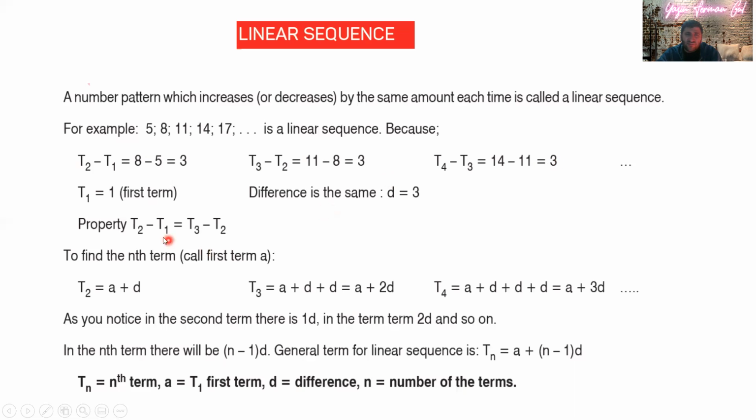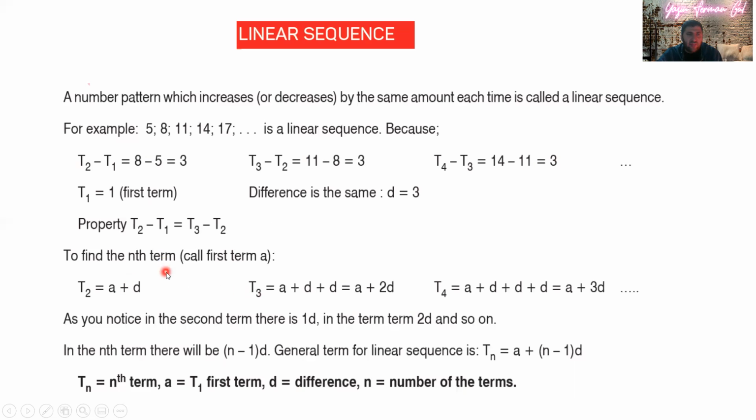Another property of this number pattern is that T2 minus T1 equals T3 minus T2. Because every time you take a number and subtract the previous number, you get the same result. So term 2 minus term 1, 8 minus 5, equals 14 minus 11, because obviously the difference is going to be the same. That's why we can say this.